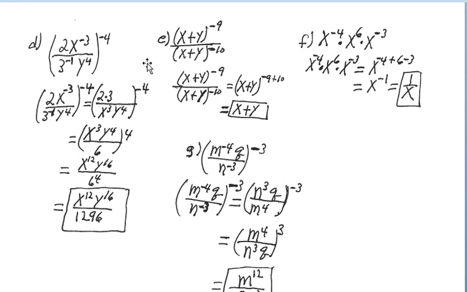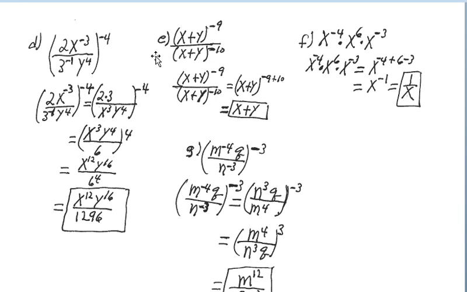1296. Then to part E, we have the quantity x plus y to the minus 9 power divided by x plus y to the minus 10 power. Here we have two powers that have the same base that are being divided. So what we can do is retain the base and subtract the exponents. So this can be written as x plus y to the minus 9 plus 10 power, which becomes x plus y to the first power, which is x plus y.